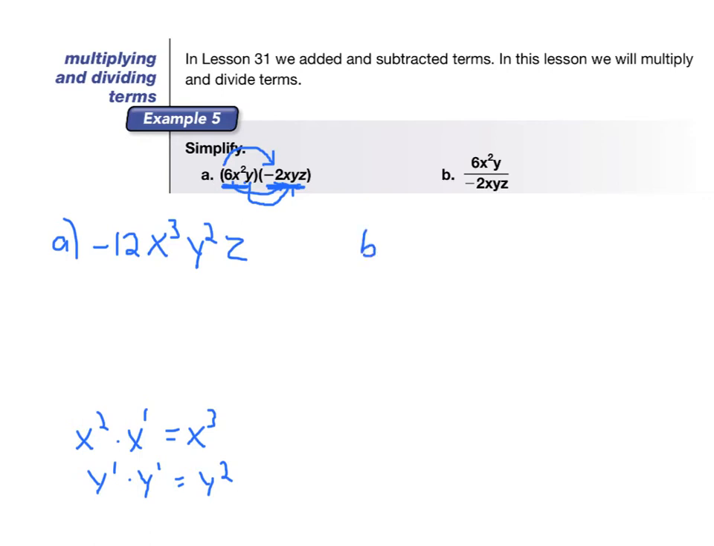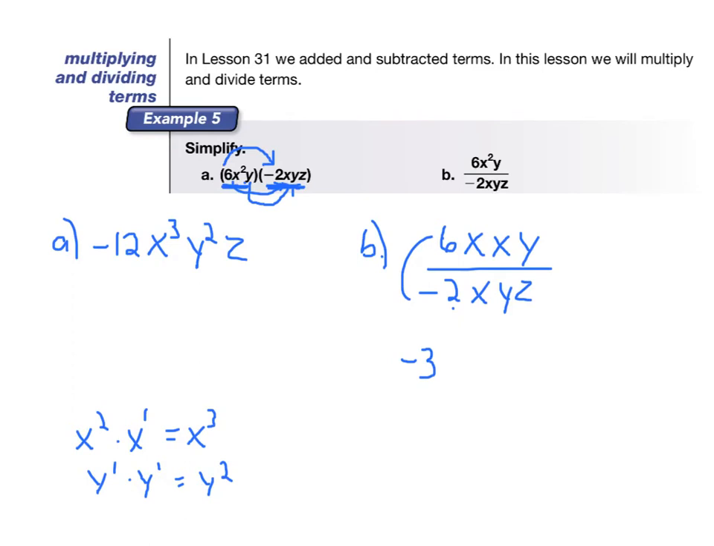All right, so let's do B. Now, because we have this fraction bar, we're dividing. So I'm going to write this one out. 6x. Now what is x squared? x squared is x times x. So I'm going to expand it out so I can see what I have, because I'm dividing. And then I have a negative 2, and then I have an x, and then y, and z. Now when I'm dividing, I'm going to divide the numbers. So I do 6 divided by negative 2. Positive divided by negative is a negative 3.